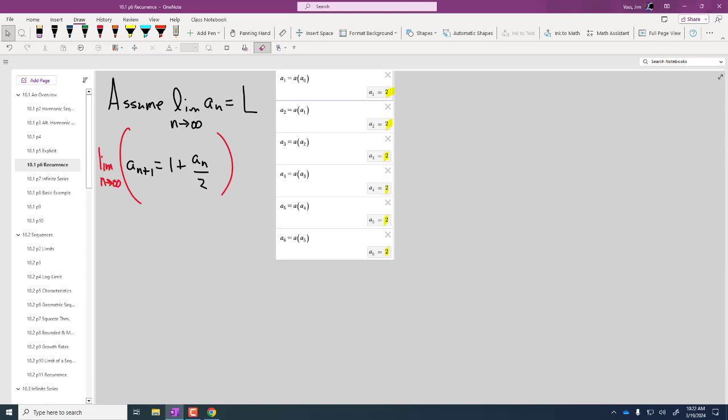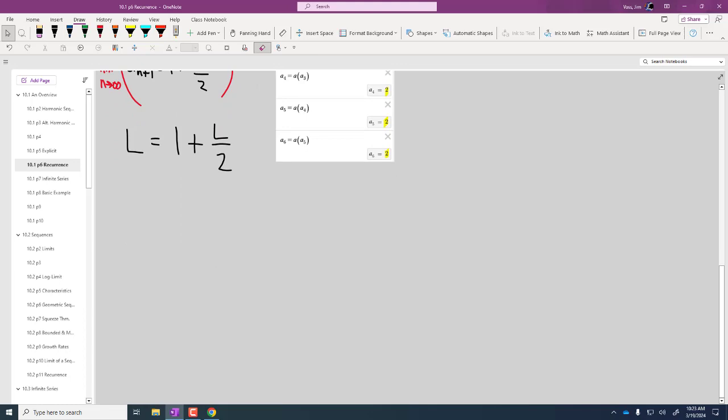Everyone agree with that? Convergence at infinity is all about the tail. If you chop off the leading terms, no big deal. That's not going to change the limit. So this is going to create an algebraic equation. The limit of the sequence on the left is L, and the limit of the sequence on the right is L. So we end up with a little algebraic equation that you can solve for L. Let's subtract L over 2 from both sides. Equals 1. Multiply by 2. There's your sequence limit value.